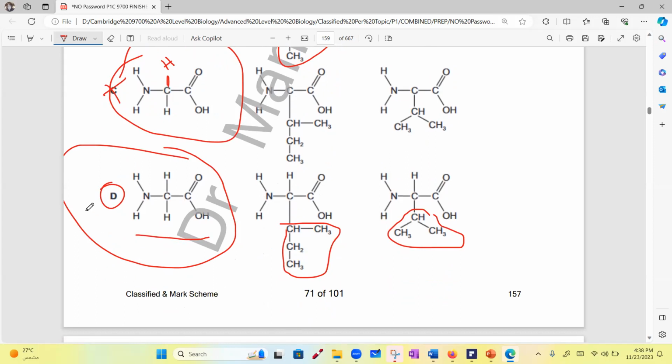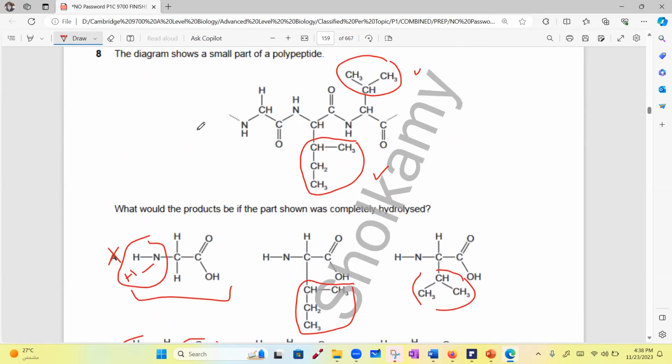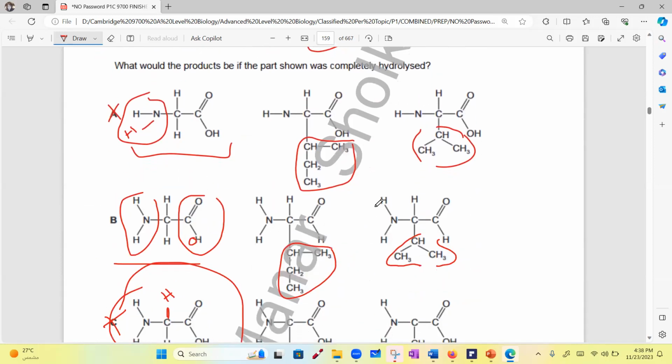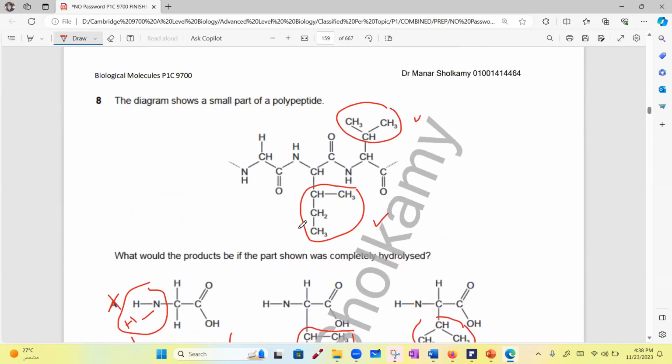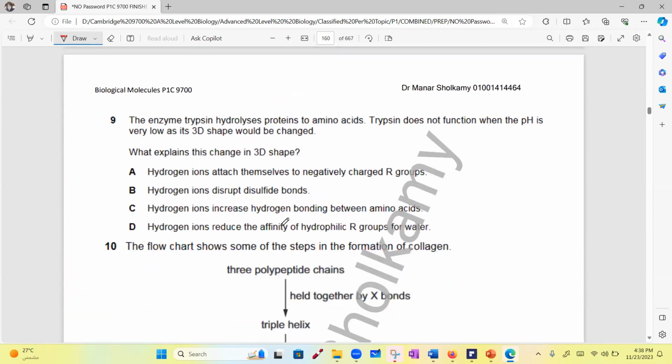Did you all understand why it's D? Anyone has any questions? Actually, the question looks difficult, but it really turns out to be very easy. Anyone has any questions concerning this question? Okay, no questions, then I hope it's clear.